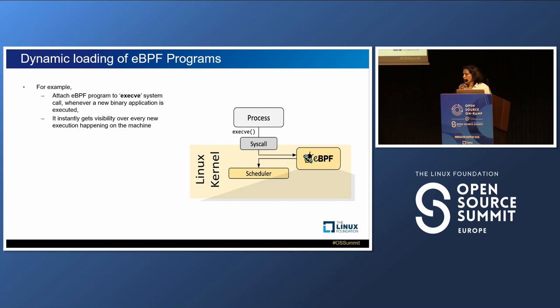This BPF framework has a number of data structure constraints for transferring the data from kernel to user space as well. This is just to give an example of how exactly the BPF program loading happens. Take an example of a BPF program that gets attached to a particular system call. Whenever any application executes that system call, this BPF program would be triggered. This helps you get visibility of the overall execution, the programs getting executed on the system.